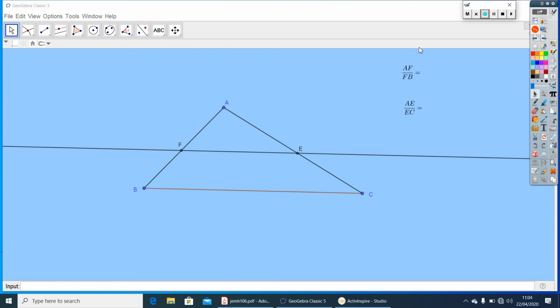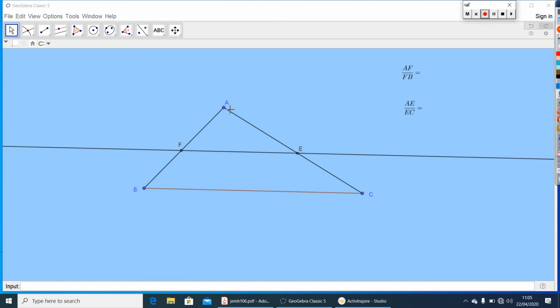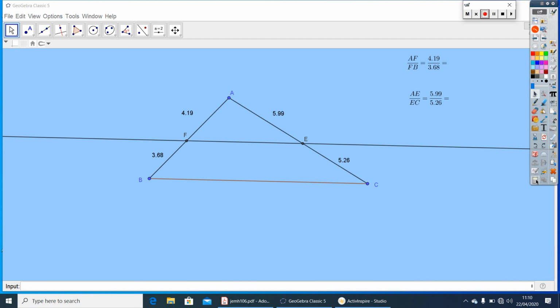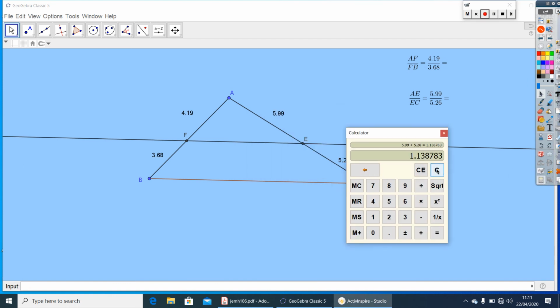That is the basic proportionality theorem. Now let us see its converse. Let me find out AF by FB and AE by EC. Here AF by FB is equal to 4.19 by 3.68. Let me find it out. 4.19 by 3.68 is equal to 1.138587. Correct to two places of decimal, you can write it as 1.14.